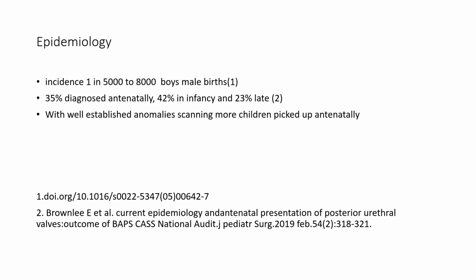Incidence may range between 1 in 3,800 to 1 in 8,000 boys. It's important to remember that fetuses with severe posterior urethral valves tend to demise, and so this may be an underestimation of the actual incidence. In one series that followed up patients for about 18 years, 35% of children were diagnosed antenatally, whereas 42% were diagnosed in infancy and 23% were a late diagnosis. Now, obviously, in regions and healthcare systems where anomaly scanning is well established, more and more children are now being picked up antenatally.